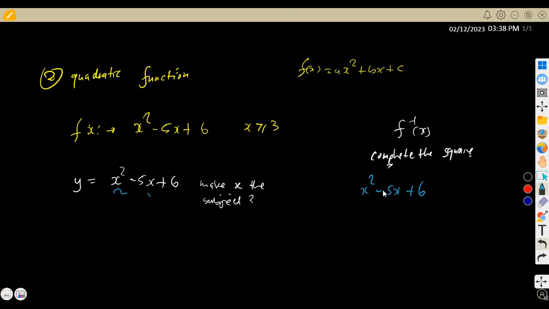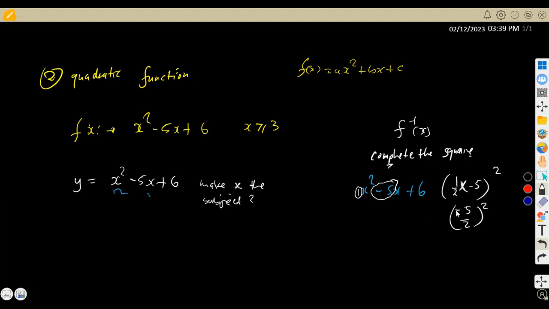Okay, so this is what you're going to simply do. Remember, to complete a square, you need half the coefficient of x. Already the coefficient of x squared here is a positive 1. So what you're going to focus on is half the coefficient of x. Then you square that half. So it's half of negative 5, then squared. Okay, so half of negative 5 is negative 5 over 2, squared.